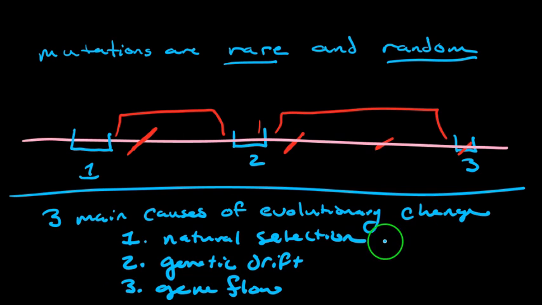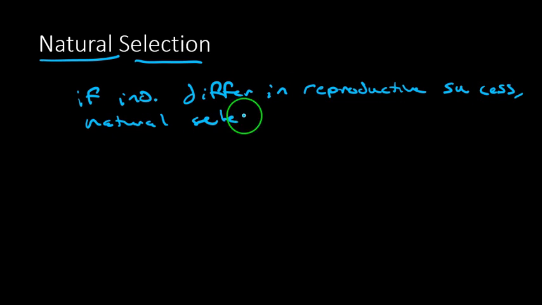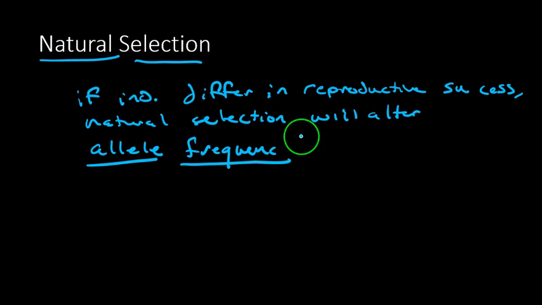Alright, now, I don't expect you to know what either of these 2 mean yet, but I'm going to explain it. And this one we've talked about in some detail, so you should know that one pretty well. But I'm going to make some more points about natural selection before we get into these other 2. So natural selection, this is actually one of your fill in the blanks here. If individuals differ in their survival and reproductive success, natural selection will alter their allele frequency.